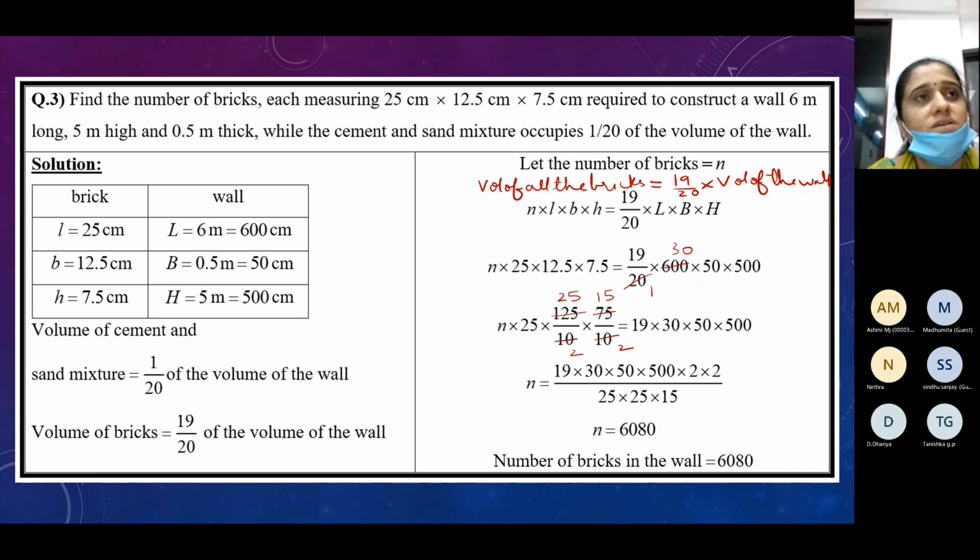So the important thing here is to have all the numbers in the same unit. So convert everything to the smaller unit, centimeter. That's very important. Convert all meters to centimeters.